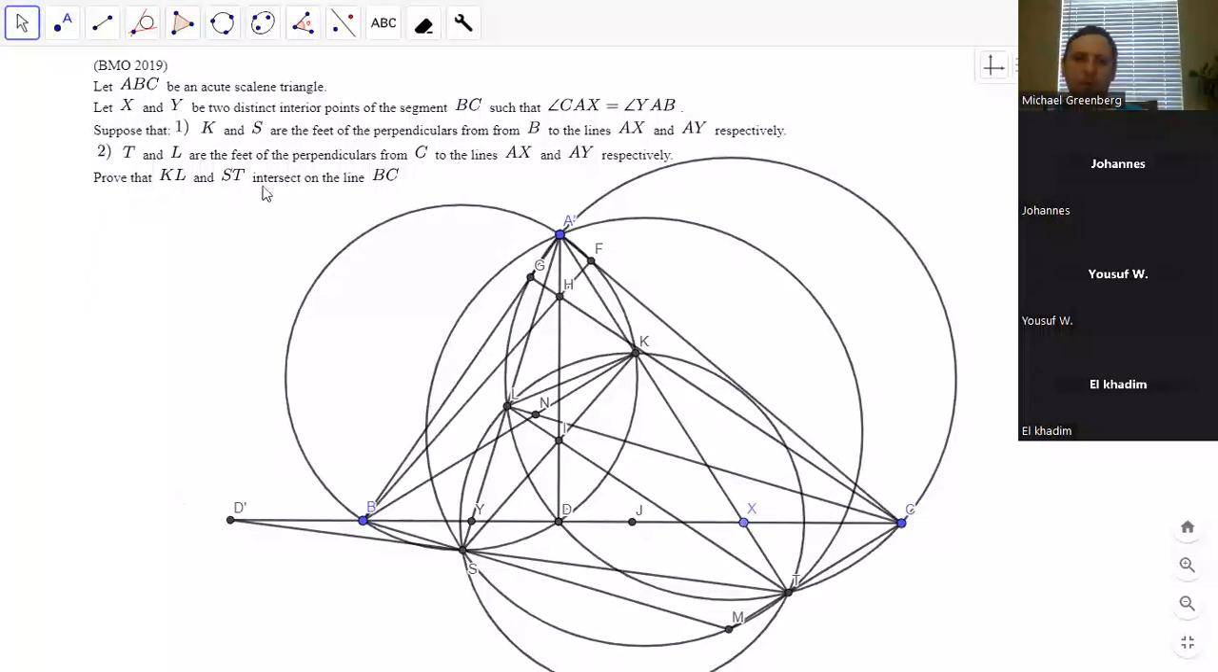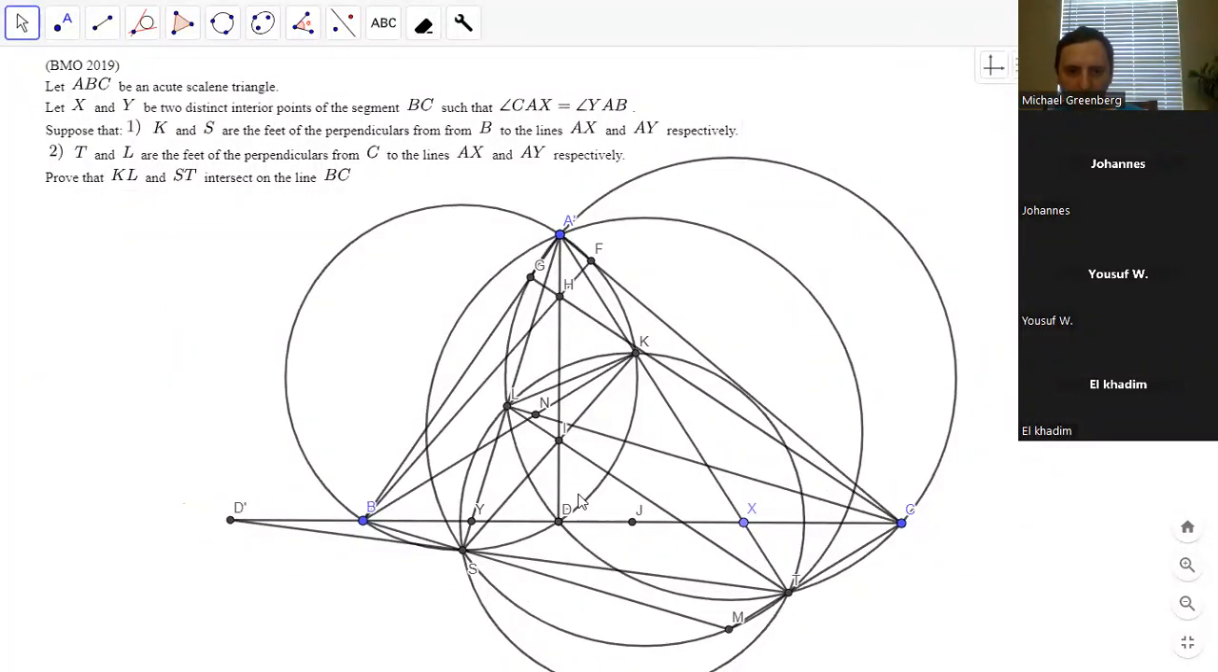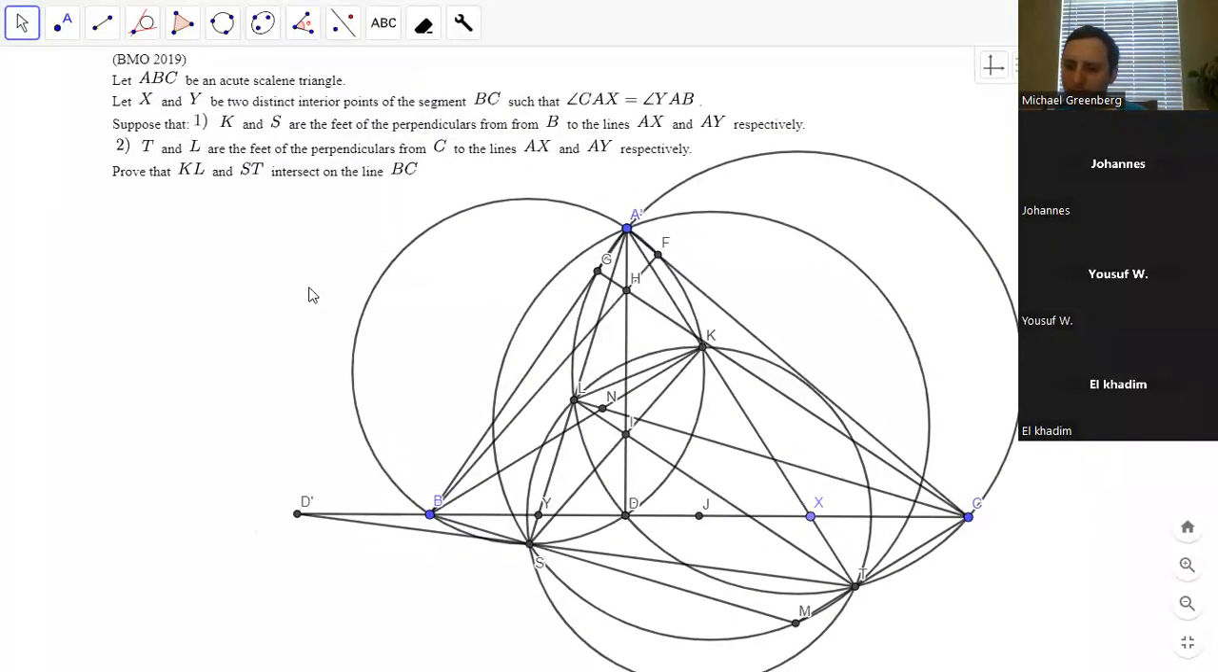Sorry, I'm having a little trouble hearing you. But Johannes, you were saying we could show that, like, I think it's intersect. We could use Menelaus. Sorry. El Kadim, did you have a different solution? Wait, how does it do? I'm having a little trouble hearing you.